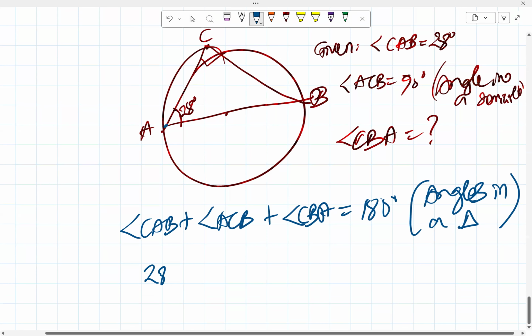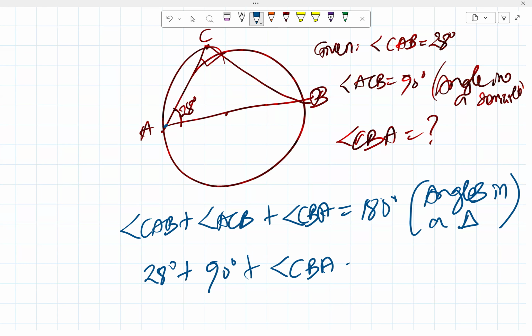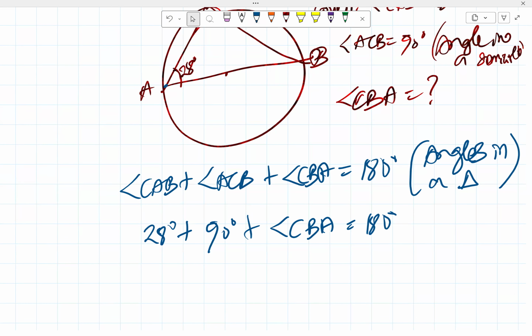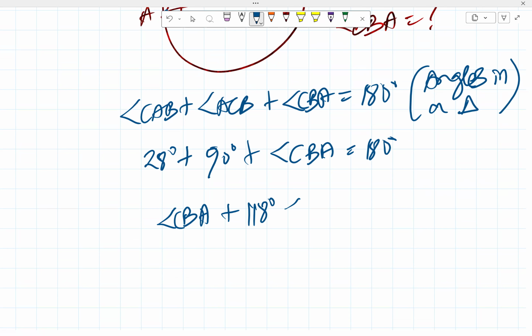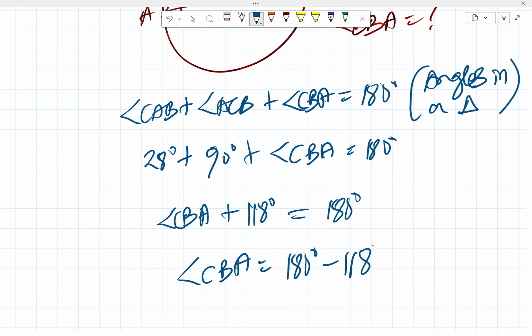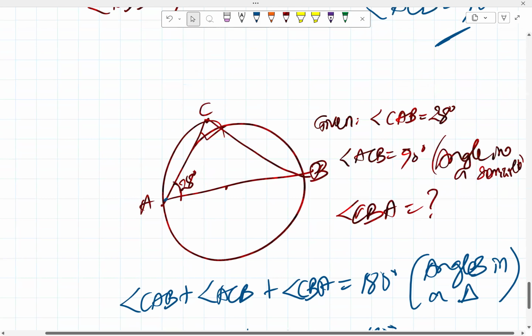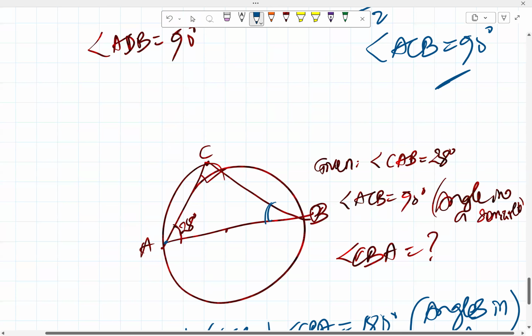So CAB is 28 degrees, ACB is 90 degrees, and we are looking for CBA. So that should be easy to find. Angle CBA plus 118 is equal to 180 degrees. So angle CBA is equal to 180 degrees minus 118 degrees, which is 62 degrees. So this angle is 62 degrees based on what we have found.